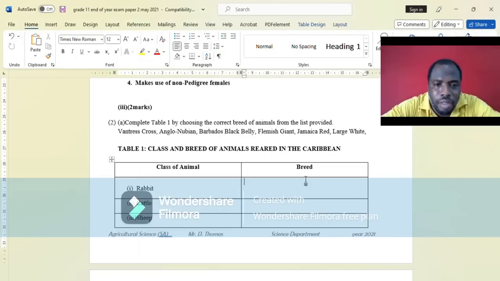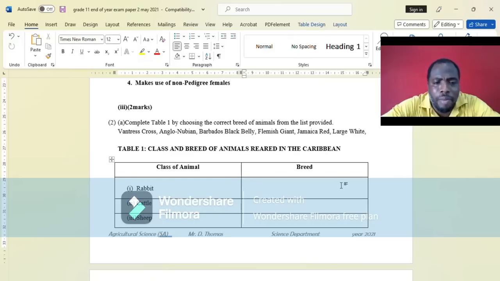We are given a table to choose the correct breed of animal from the list provided. We have Vanchus Cross, we have Anglo Nubian, we have the Barbados Black Belly, we have the Flemish Giant, we have the Jamaica Red, we have the large white, and we're supposed to match it with a class of animal. Now, a breed of animal is a group of animals that have similar characteristics, and you can trace them based on their ancestors, and you would see them having a similar genetic makeup.